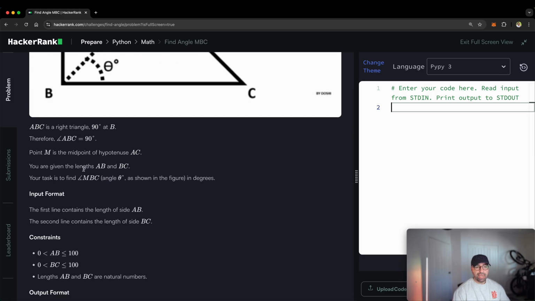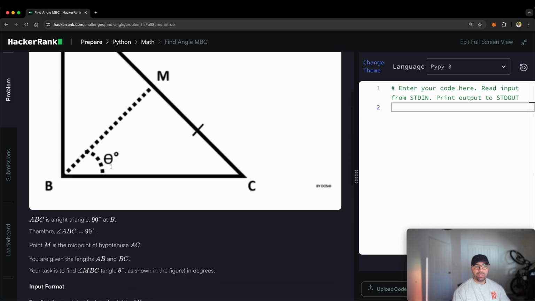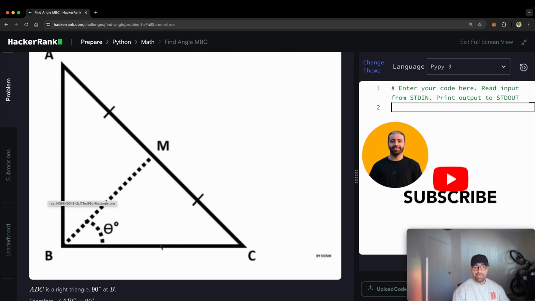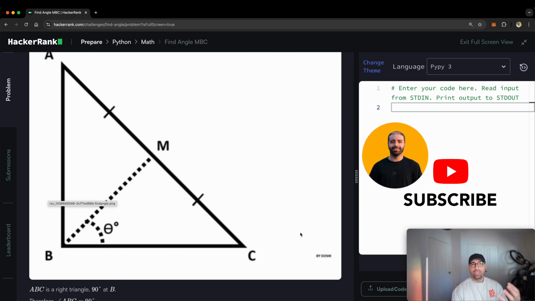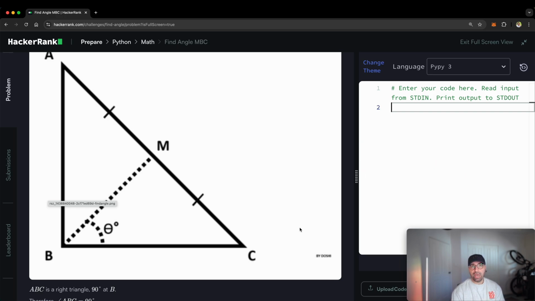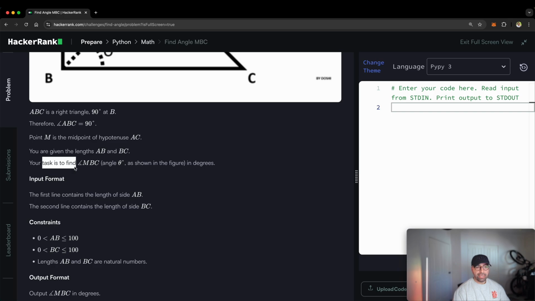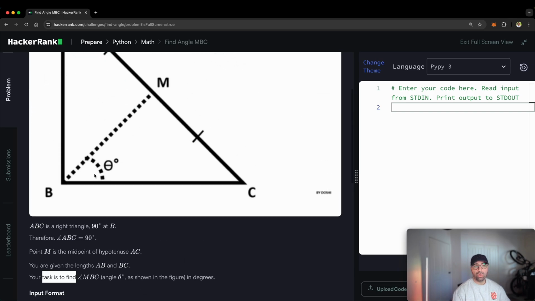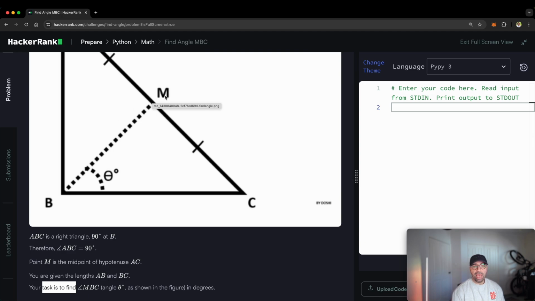You are given the lengths AB and BC. So AB is this side in the vertical and BC is this side on the horizontal. The user will give us the size of AB and BC. Your task is to find the MBC angle, which is the theta angle. As I've said before, MBC will be this angle here, because we put the middle letter for where we are concerned about the angle.